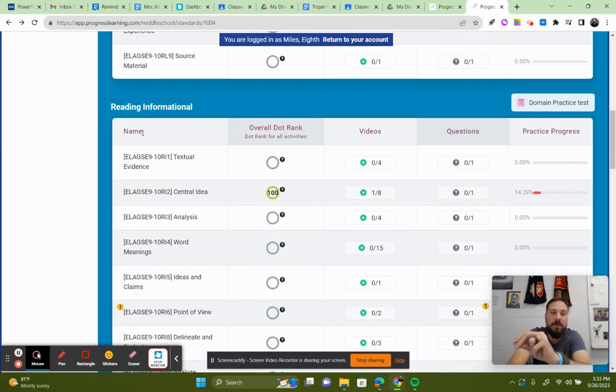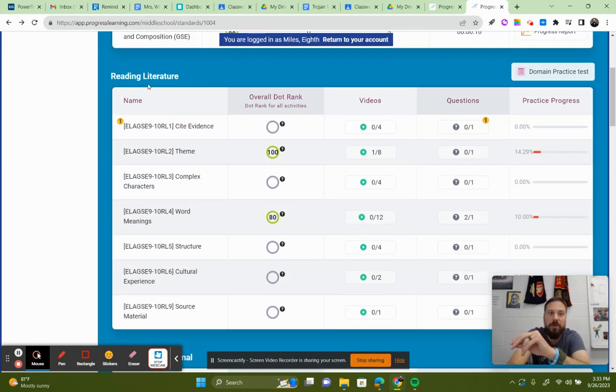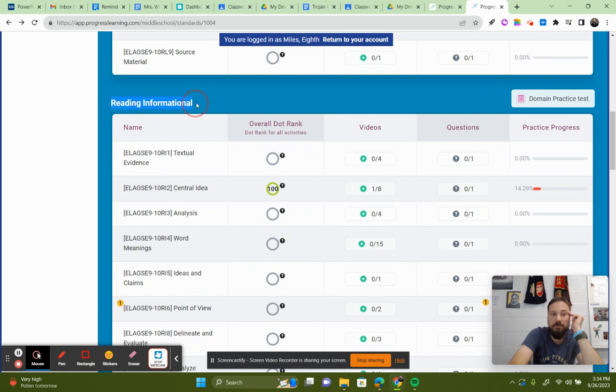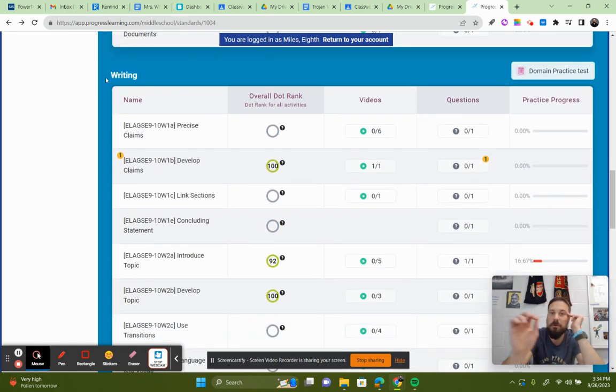Then you have reading informational, and you've got reading literature. I don't care which one, but you pick one dot out of reading literature or reading informational, and then you turn that gray dot into a green dot. So let's recap. Somewhere in reading literature or reading informational, again, it doesn't matter which one, as long as it comes from one of them, you turn a gray dot into a green dot. And then in the writing domain, you turn a gray dot into a green dot. So by the end of the day on Wednesday, 2 of those dots should have been turned green. That's all you got to do. And then you'll be done with the assignment for the Digital Learning Day.